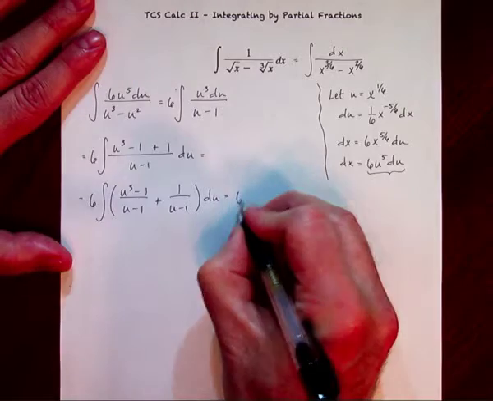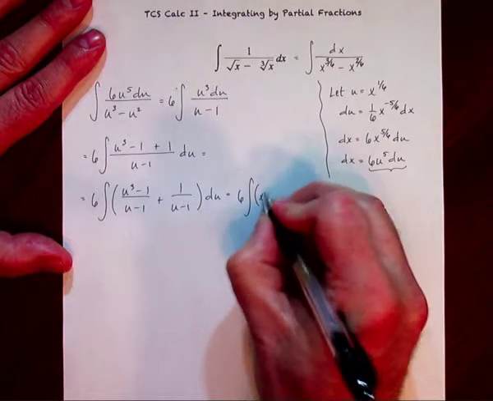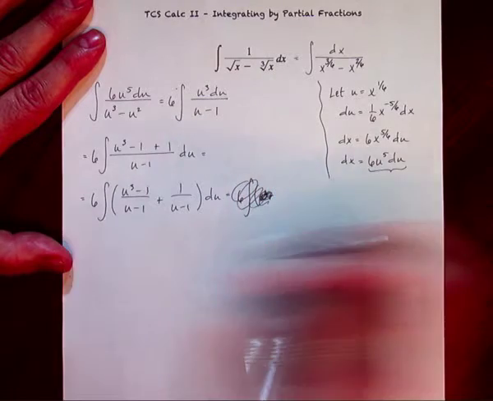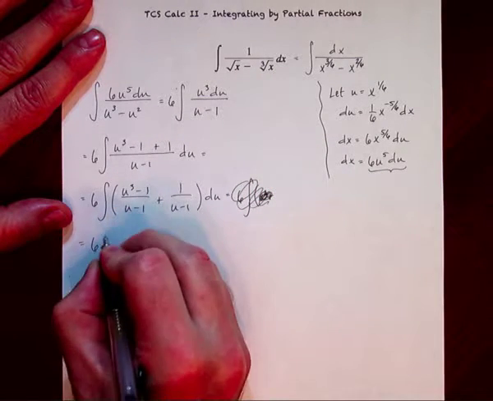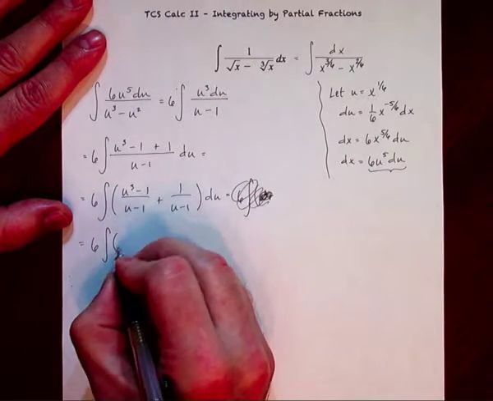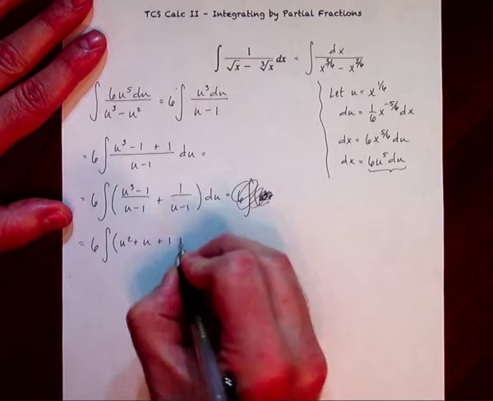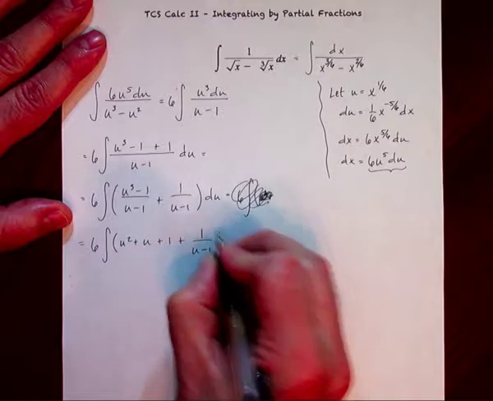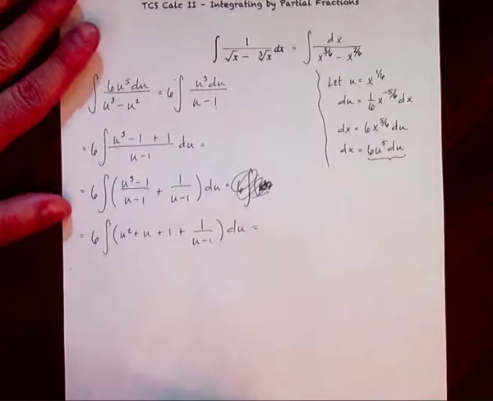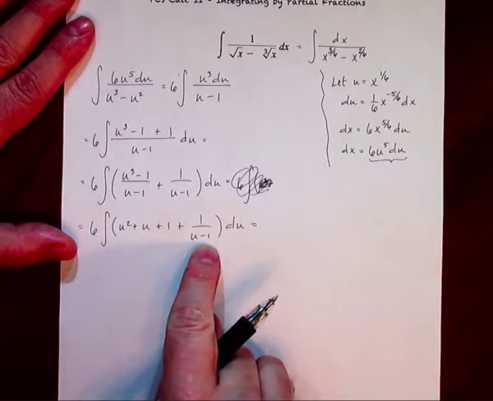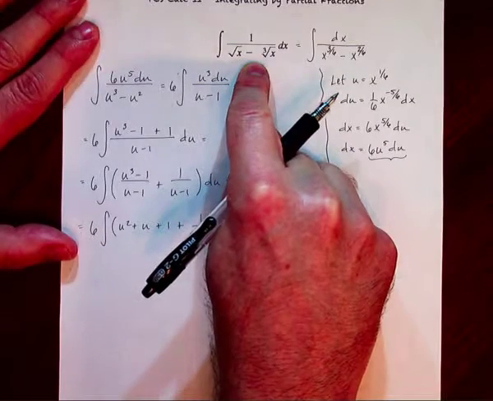And that, of course, gives me x squared, or sorry, not x. Let's go ahead and start over on the next line since I messed up the variable. We wind up getting u squared plus u plus 1 plus 1 over u minus 1 du. Whew. Now, this looks nothing like that, okay?